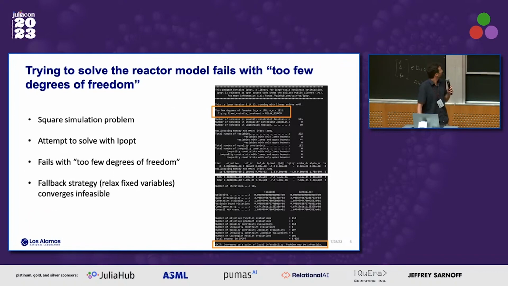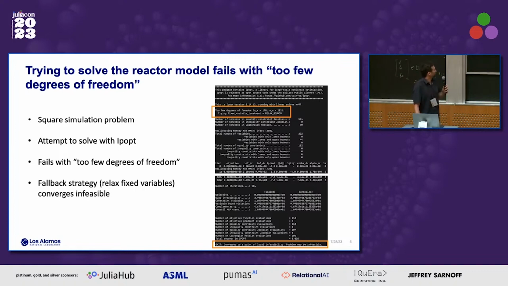So if you code this up, like I did, and send it to our favorite nonlinear solver, Ipopt, and try to solve, in this case, just a square simulation problem, coded up exactly as I wrote it on the previous slide, you get this dreaded too few degrees of freedom error from Ipopt. Then the fallback strategy is for JuMP to relax all of the fixed variables and try to solve it again. And when this happens, it converges infeasible. So this is something that happens to me all the time, and it's not necessarily the most informative error in the world. Ipopt's not telling us exactly what we need to do to fix our model.